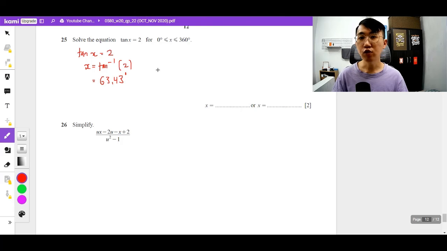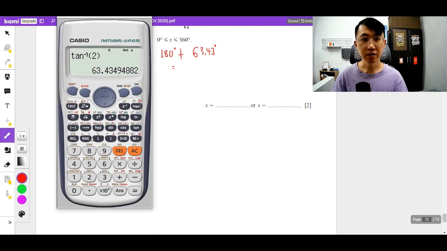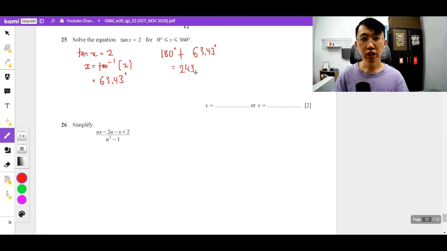63.43. Teacher copy 4 numbers. Okay. So now you have to find the other value, right? For tangent, I want you to use 180 plus this value right here. So 63.43. Find out what this is. I am going to shift it towards here. Plus 180, equal 243.43. 243.43. Of course, we can check answers using calculator.